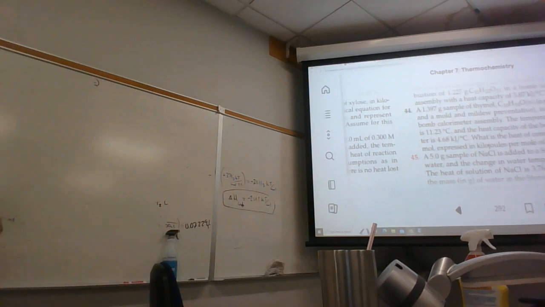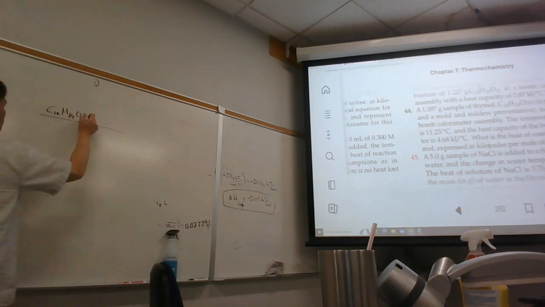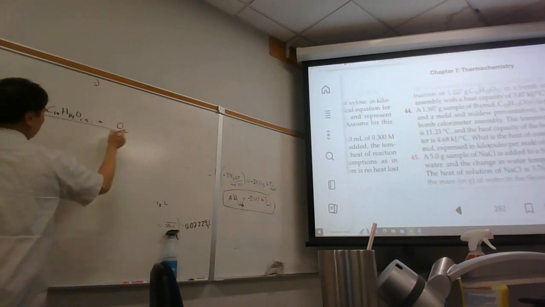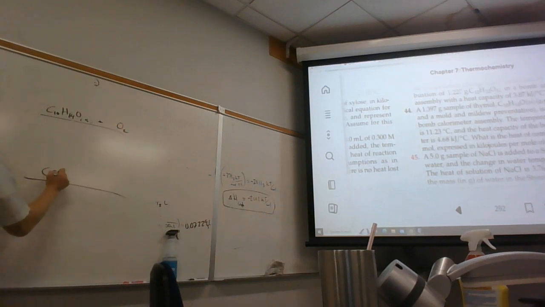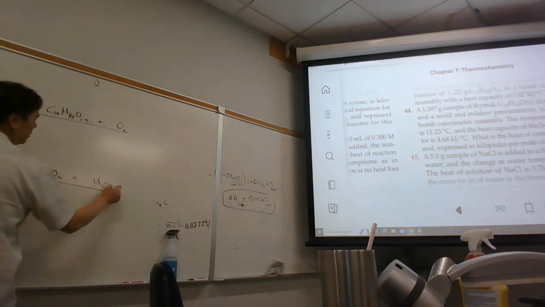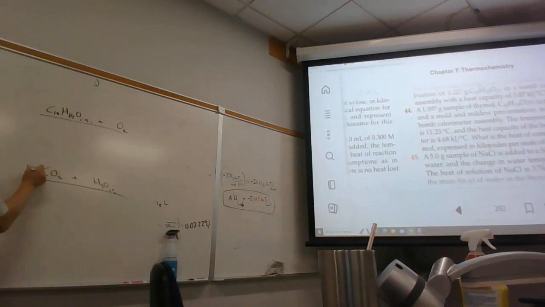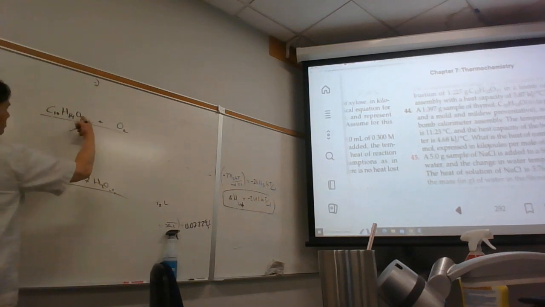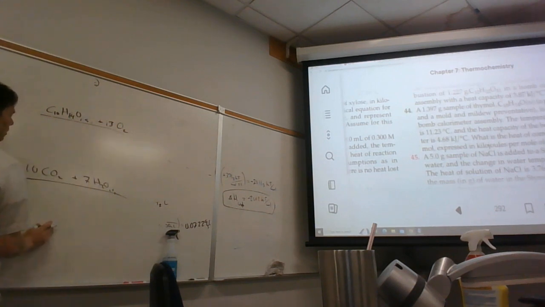Let's see. Again, this is an exothermic reaction. So we have C10H14O solid plus O2. This is going to yield CO2 plus H2O liquid. And so I have 10 carbons, so I'll need 10 CO2s. And then I have 14 hydrogens, I'll need 7 waters. And that gives me 27 oxygens. So I'll need 26 plus 1 here, so I'll need 13 here.